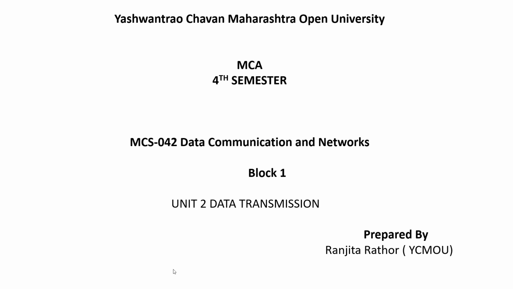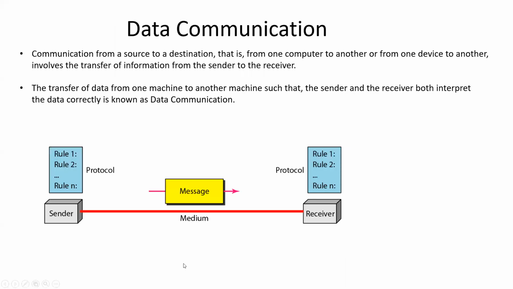Okay. So we will see the definition, that is, what is data communication. As you can see in this figure, there is one sender and one receiver here. So what is actually communication? Communication from a source to a destination in our computer networking, that is from one computer to another or from one node to another, that is the communication.